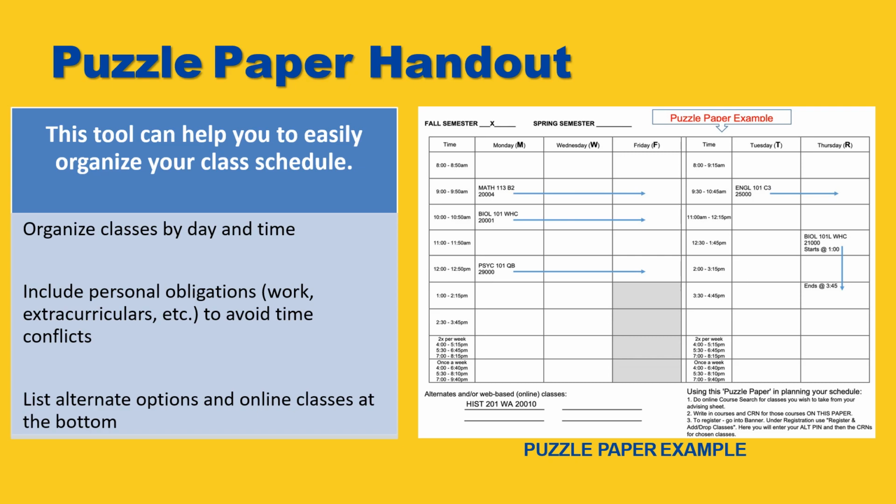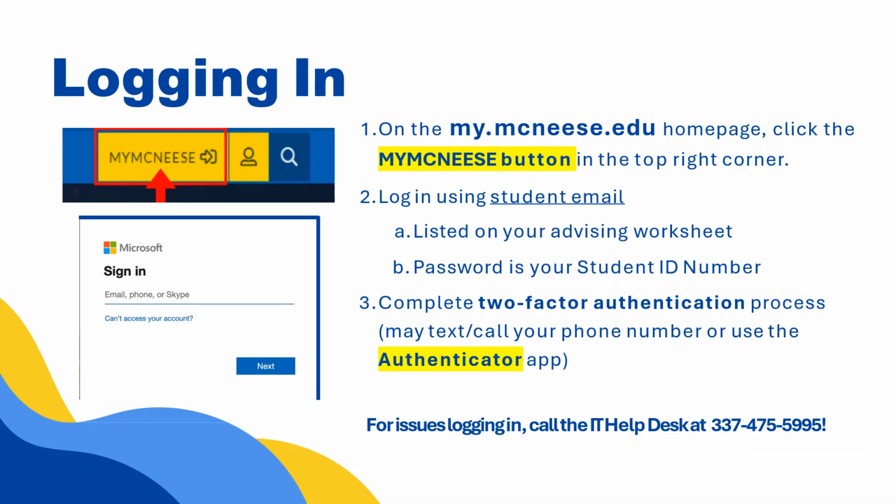To log in, you'll go to the my.mcneese.edu homepage and click the My McNeese button in the top right-hand corner. You will use your student email to log in, which is listed on your advising worksheet, and your password initially is your student ID number. You can change this at a later point.